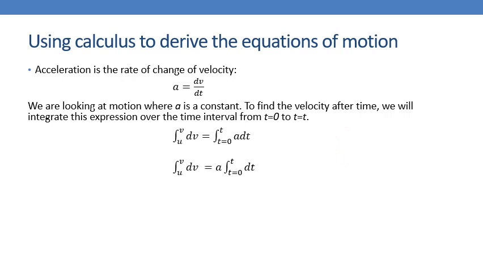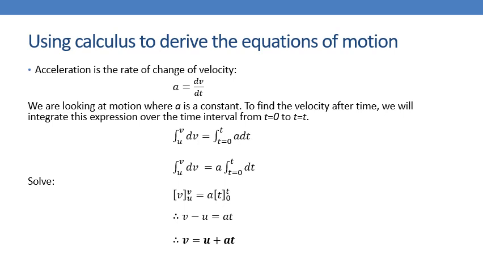So let's look at the next line here. We've taken the a outside the integral because it's a constant, and then we put our definite integral brackets on. If we integrate dt with respect to t, we get t, and dv we get v. Then if we substitute in the limits, we get v minus u, and on the left hand side we get at minus a times 0, and when t is 0, that is also 0, so that's why that wasn't shown in the formula there.